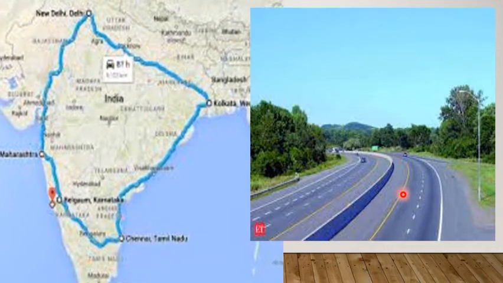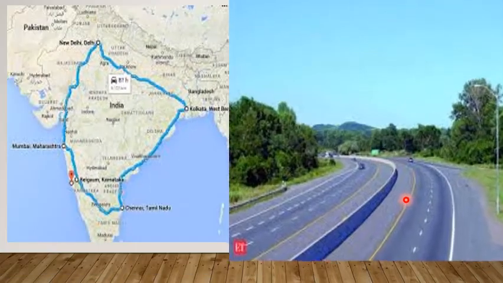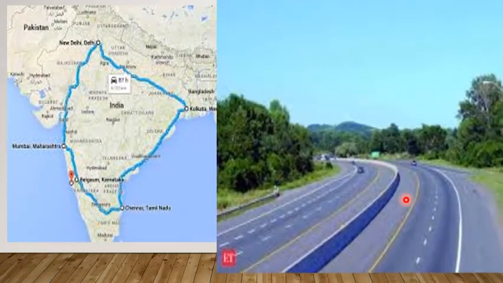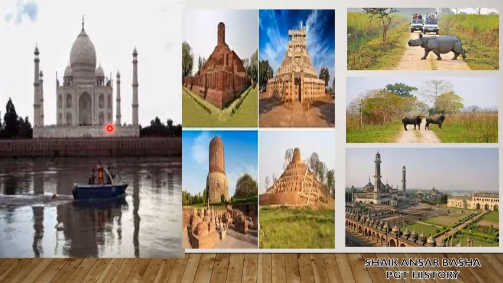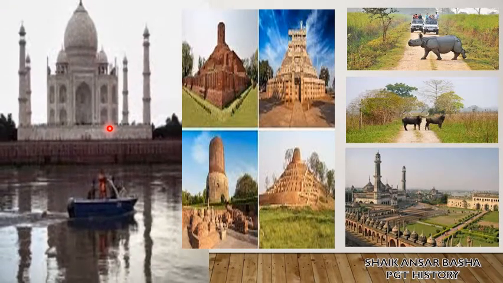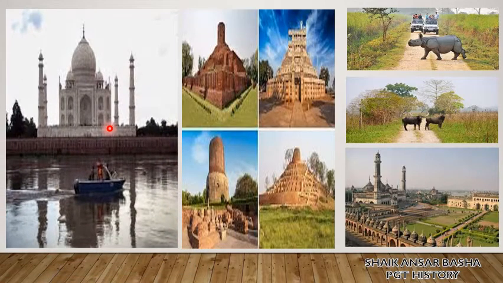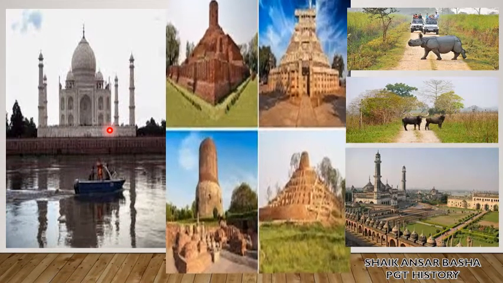Now they have made it 8-lane roads in Maharashtra and Gujarat, and in South India it is still 6-lane roads. What is this? This is the important monument built by Shah Jahan on the bank of the river Yamuna. What is this? That is the Taj Mahal.